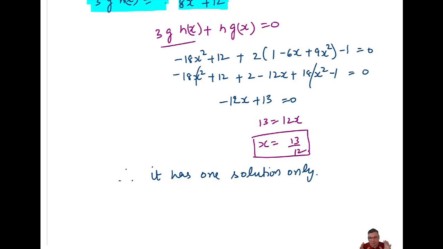So these were the three most difficult questions of algebra. I hope you understand. Thank you.